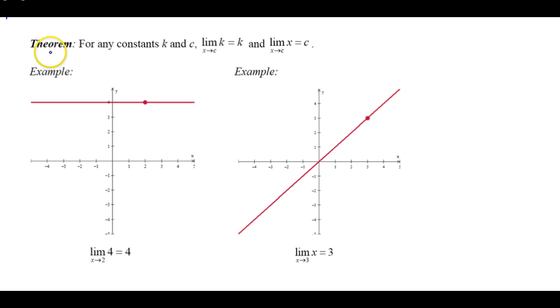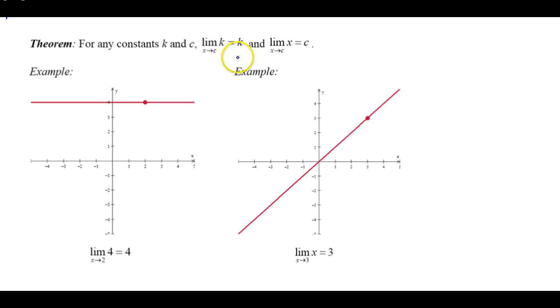Okay, so now let's take a look at our first theorem. A theorem is just a fancy way of saying an important result. So this important result is about two different limits that you should know. So this says that for any constants, which are just numbers, for any constants k and c, so these are variables that represent numbers, the limit as x approaches some constant c of a different constant k equals k. And the limit as x approaches c of x equals c.